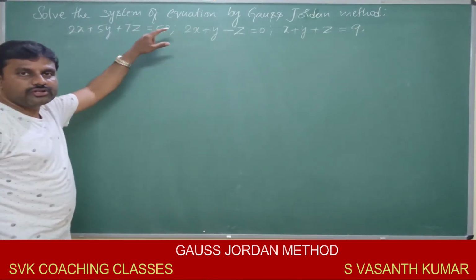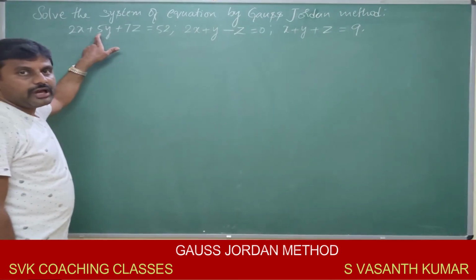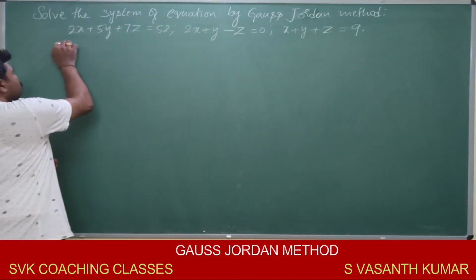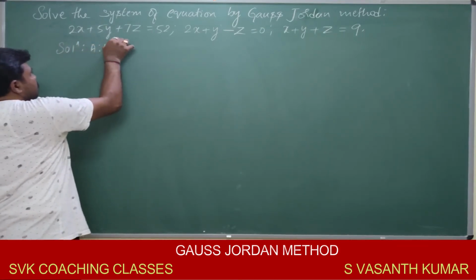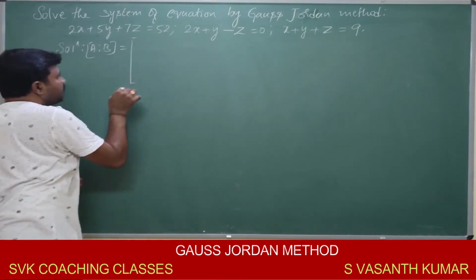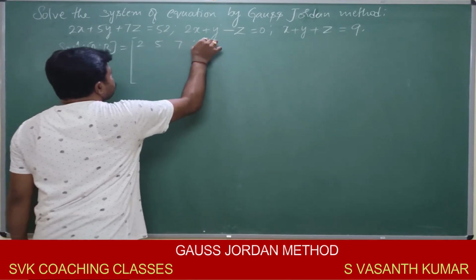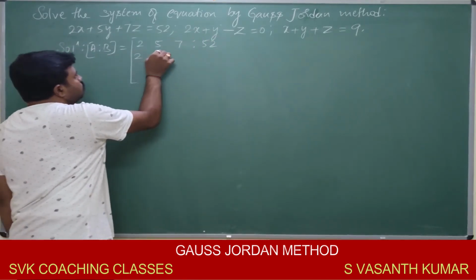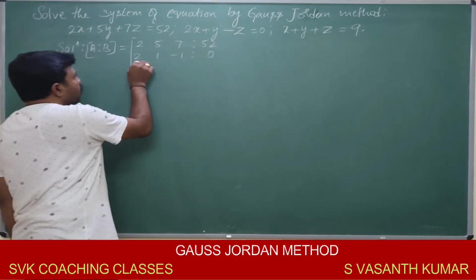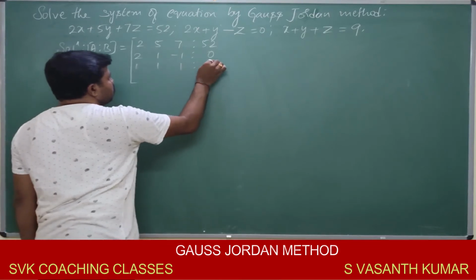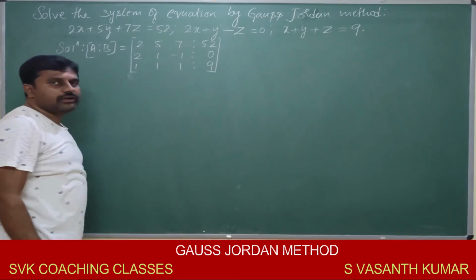Solve the given system of equations by using the Gauss-Jordan method. Here we have the system of equations. Now consider the augmented matrix. The augmented matrix is 2, 5, 7, 52; 2, 1, minus 1, 0, as we have 0 here; 1, 1, 1, 9. This is the augmented matrix for the given system of equations.